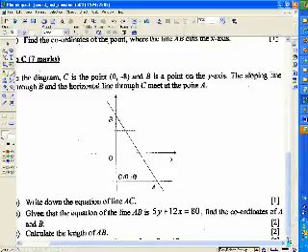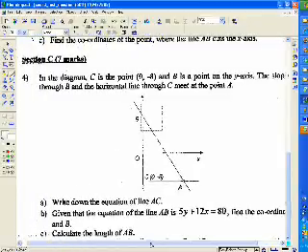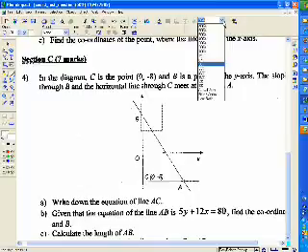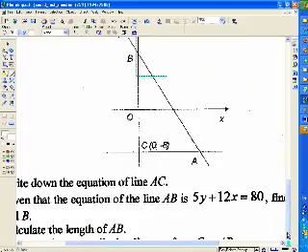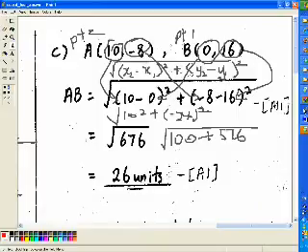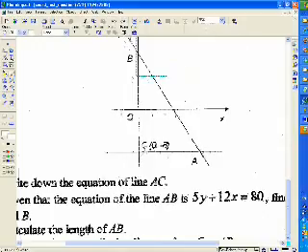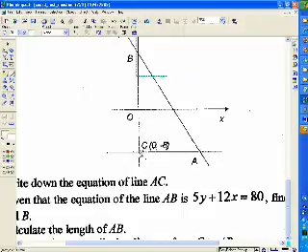Last question. Okay, I'm very sorry this cannot be seen. Okay, last question is calculate the perpendicular distance from C to AB. Calculate the perpendicular distance from C to AB, which is this line over here.